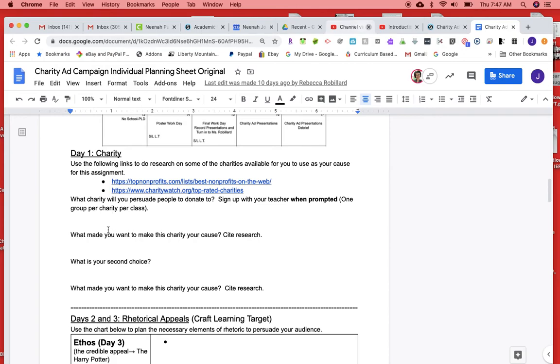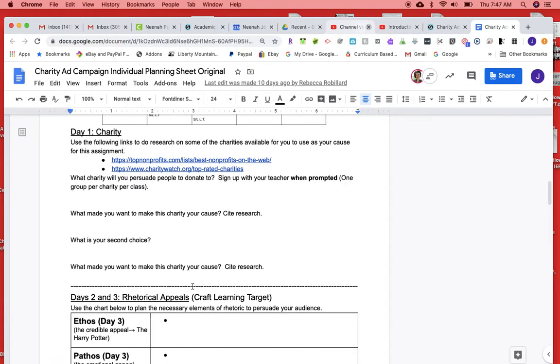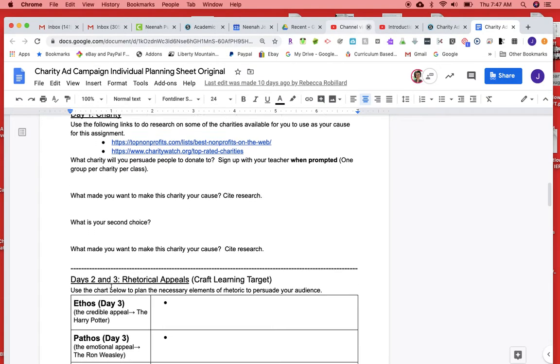So you are going to be writing what charity you would like to persuade, what charity you would like to use, and then why. What made you want to decide this? So she's saying cite some research. So actually go into their website. So once you find, say you picked American Red Cross, you want to go into that website and find some facts of why it's so important to donate towards the American Red Cross. Then you're going to do the same thing for your second choice. Pick the charity and then why. Find some actual data. That's what that cite that research.